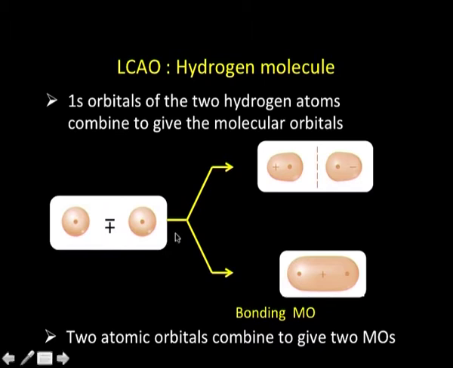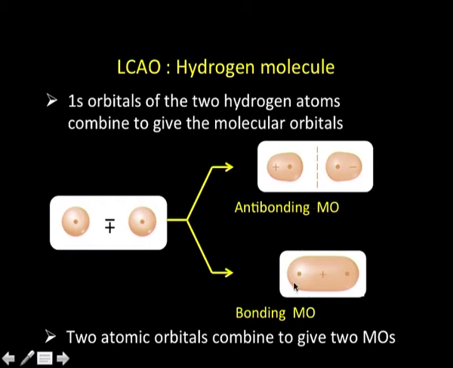This orbital, the first one here, because of the constructive overlap between the two, is called a bonding molecular orbital. It is called a bonding molecular orbital because we find that there is an increased electron density in the internuclear region there. The two nuclei are held together there. As against that, this orbital is anti-bonding, because in this case there is no electron density in the internuclear region there.